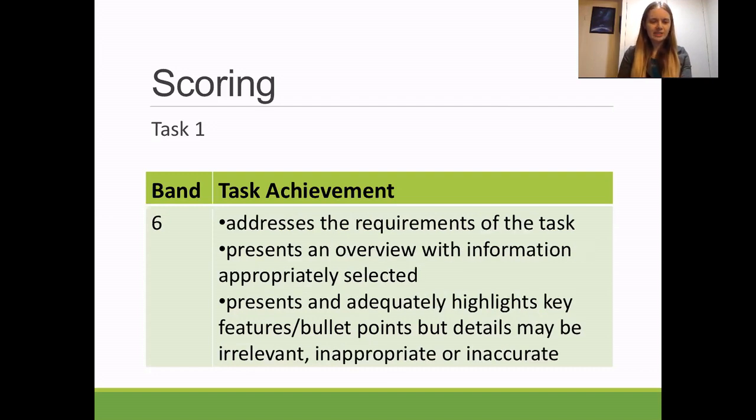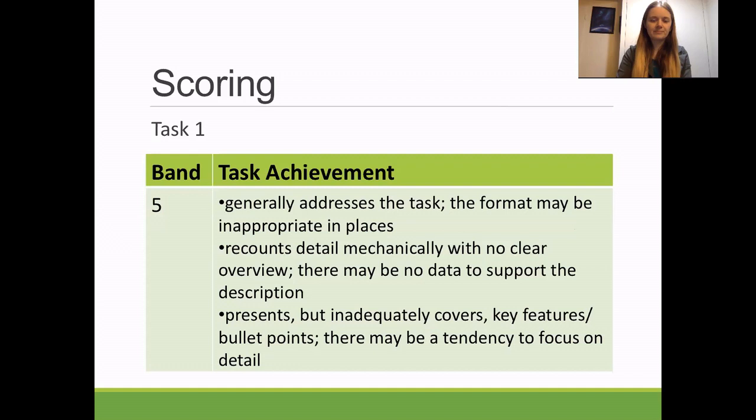A score of 6. It says, addresses the requirements of the task, presents an overview with information appropriately selected, and presents and adequately highlights key features or bullet points, but details may be irrelevant, inappropriate, or inaccurate. So if you're making some mistakes, if you're reporting something that is inaccurate or irrelevant to the point that you're trying to make, then that's where you might see a score of 6. So you have to be careful to be giving correct information and making sure that everything you tell them is relevant to what you're saying.